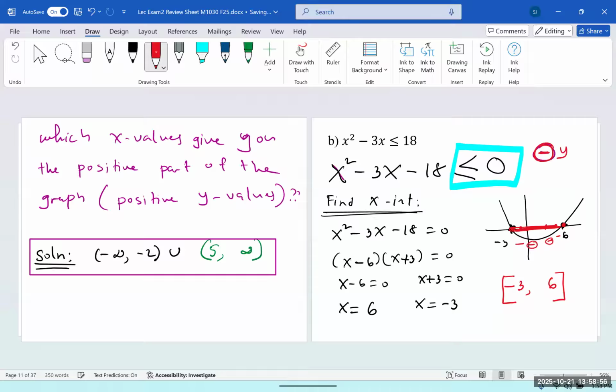And this is the negative y we are looking for. Which x values give the negative y? This is the answer, the solution. So for inequality, we don't get one solution, we get an interval of solutions.